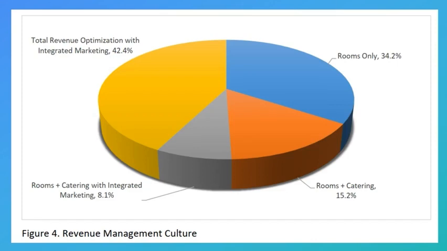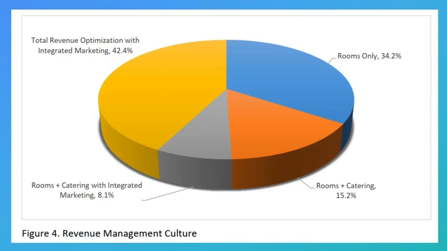Then we have rooms plus catering. So this is the next category. Catering is going to include food and beverage operations, right? So about 15% of the respondents said they are doing rooms and F&B revenue management together.